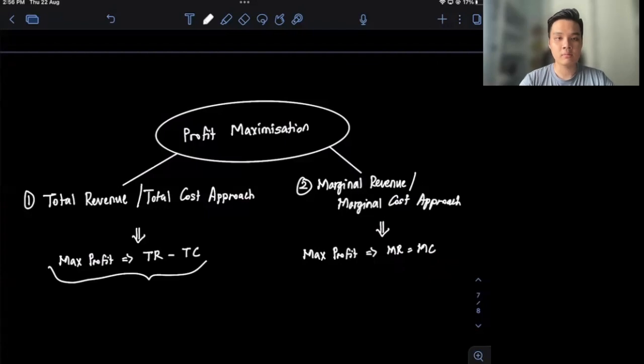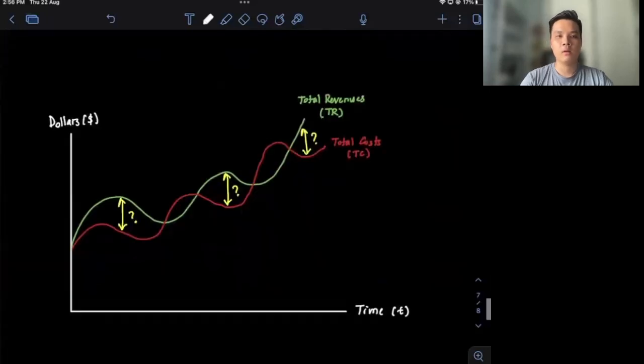So in theory, to maximize your profits, you simply need to find a level of output that maximizes your revenues and minimizes your cost. But what if the firm's actual total revenue and total cost graph looks something like this? This is the issue with the total revenue and total cost approach. There can actually be multiple potential profit maximizing levels of output, which is reflected as these yellow arrows and yellow gaps. And you will not be able to tell without a diagram which is indeed the highest profit maximizing level of output, especially when there is no diagram.